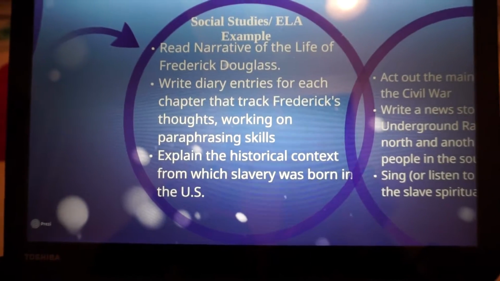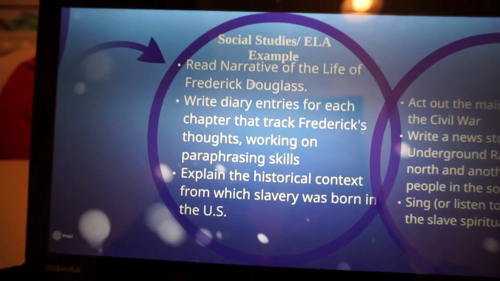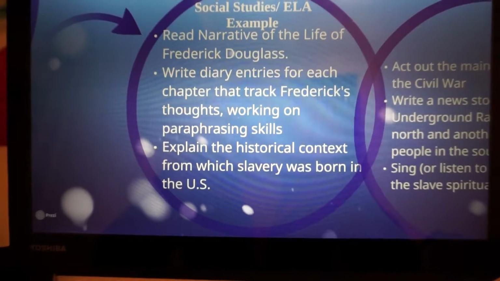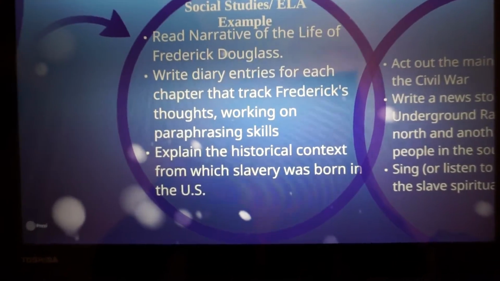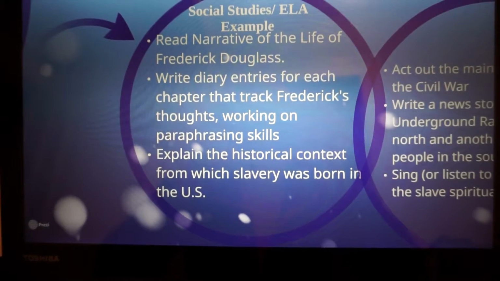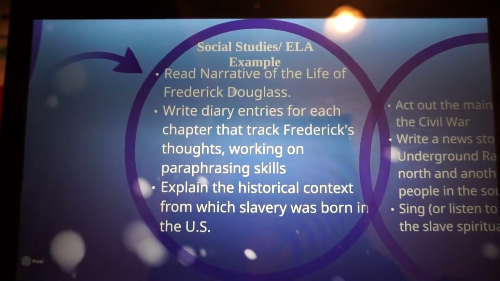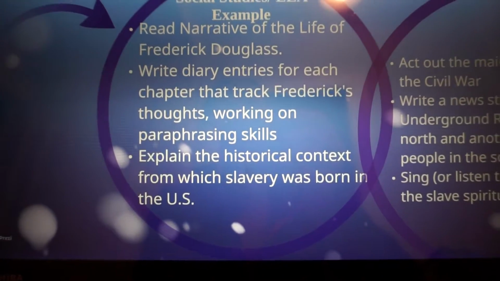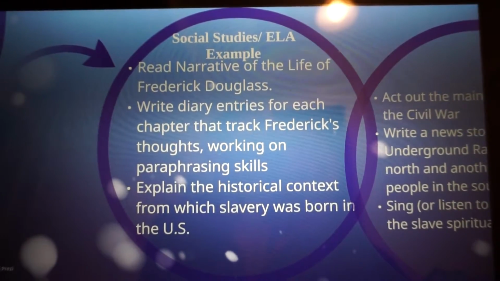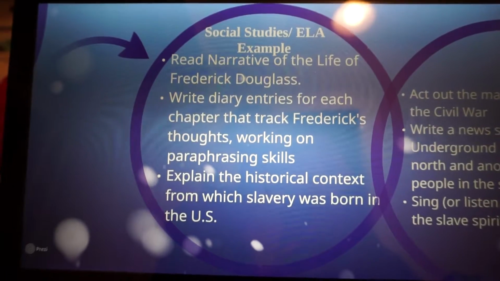Another example of cross-curricular connections through thematic units could be, in this example I wrote up about social studies and English language arts. So if students were assigned to read the nonfiction text, the Narrative of the Life of Frederick Douglass, which is written in first-hand perspective by the former slave, maybe they would also be writing diary entries for the chapters that track Frederick's thoughts, or maybe the skill in English language arts at the time is paraphrasing skills or using quotation marks, or you could even work on answering specific questions about the chapter using sticky notes or writing questions as they go.